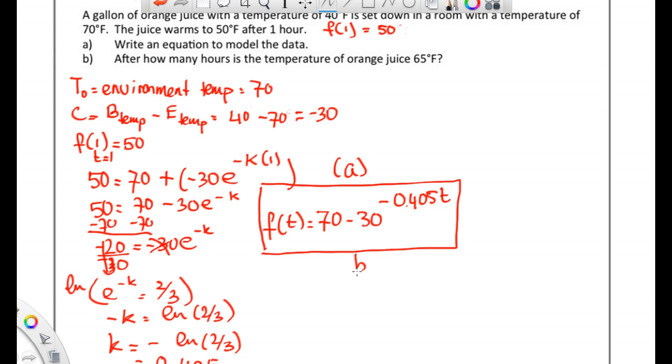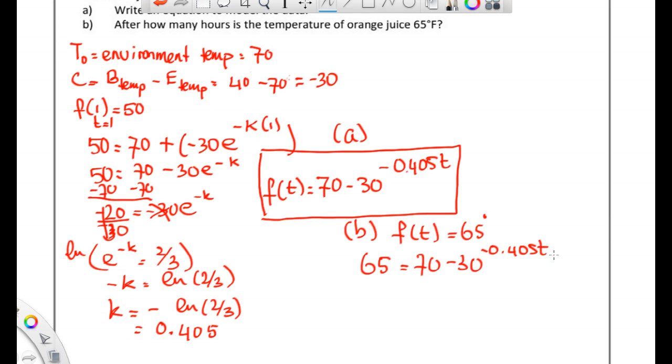And then B says, after how many hours is the temperature of the orange juice 65? So the 65 is a function value after an unknown amount of time. So the 65 goes here. And now we're going to solve this one more time, and you'll see that we're basically solving the same structure that we just did, except now we're solving for t, well previously we were solving for the growth constant. So subtract 70, right? So that's a negative 5. Negative 30, negative 0.405 t.